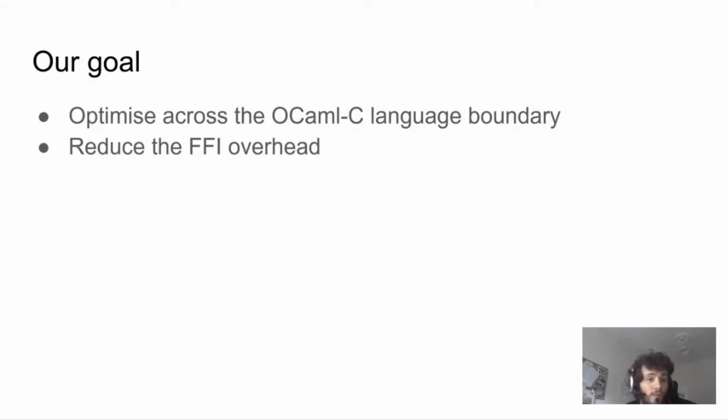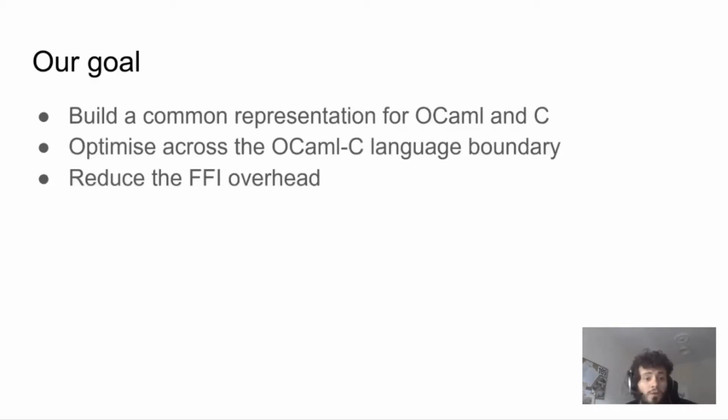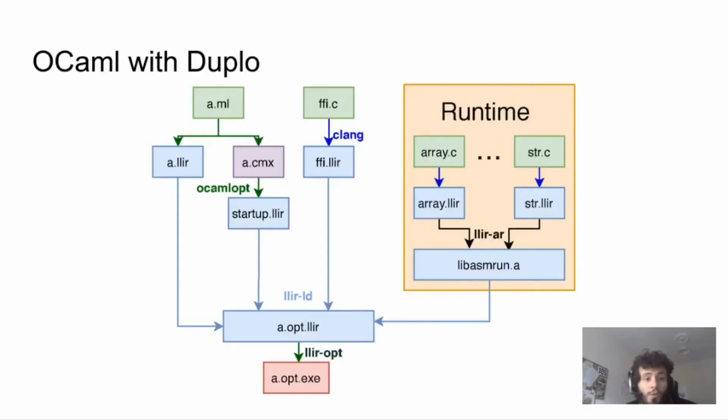However, on one side we have OCaml and on the other C, two very different languages with different memory models and different runtimes. In order to apply any optimizations, we need to first find a common denominator capable of capturing the semantics of both C and OCaml. Duplo achieves this with a representation we call LLIR, Low-Level Intermediate Representation.